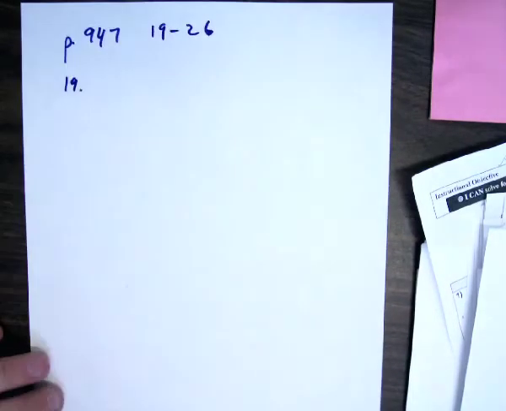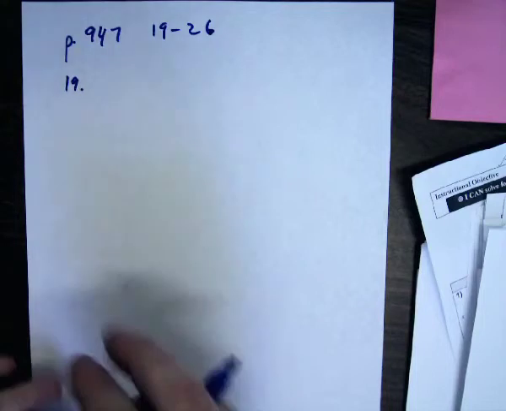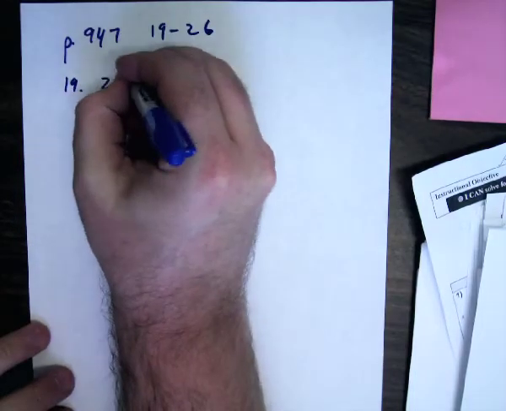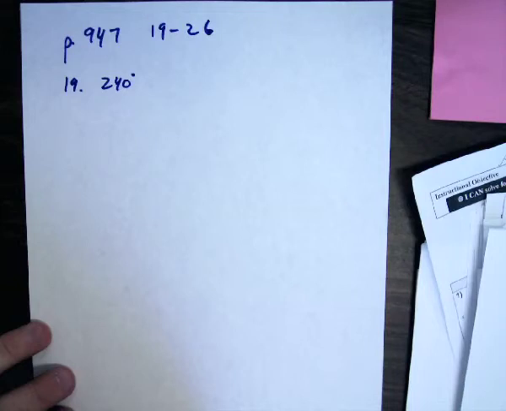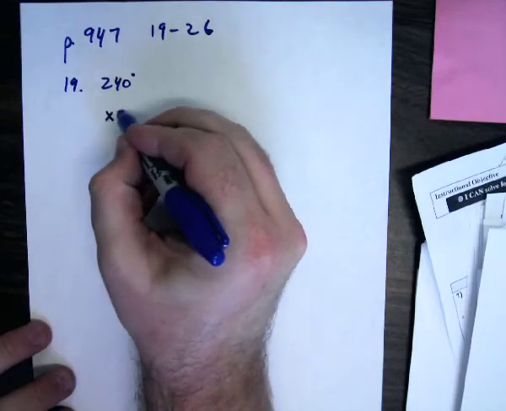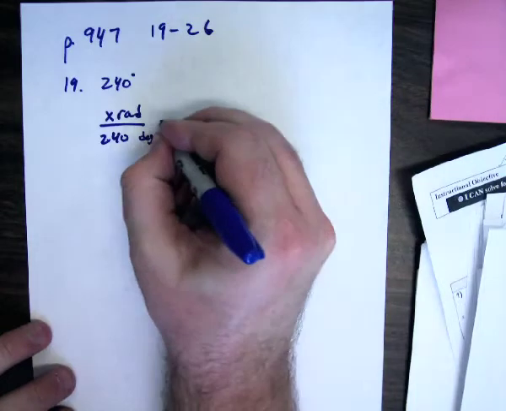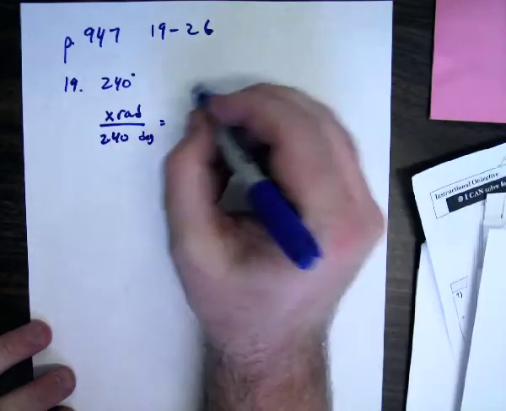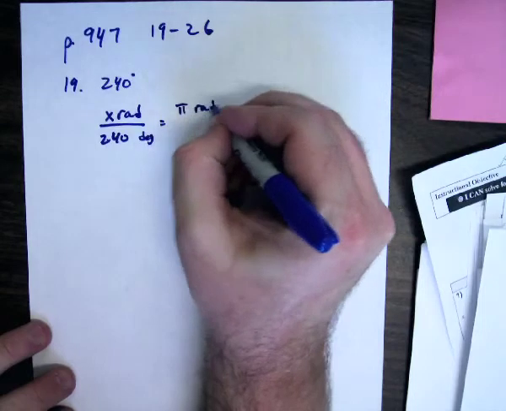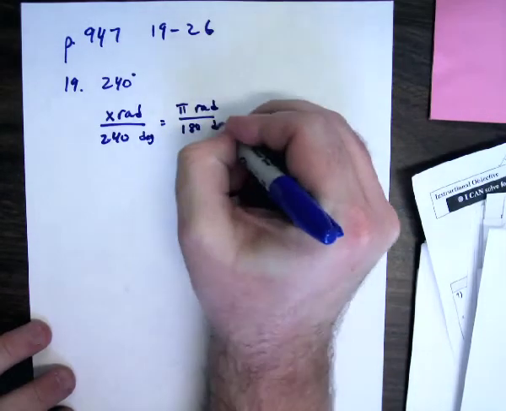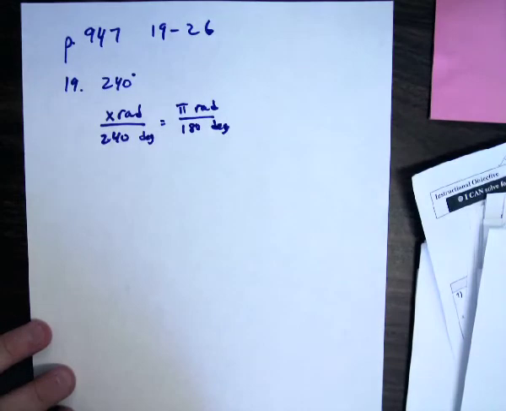Number 19. This is all converting. So we have 240 degrees. You need to move that into radians, so you can use your unit circle. If you're without your unit circle, then we have to do it kind of the long way. So I want radians, so I'm going to go x radians, and I get 240 degrees. And the big thing that we have to remember is that it's going to be pi radians over 180 degrees. That's always the way it works.